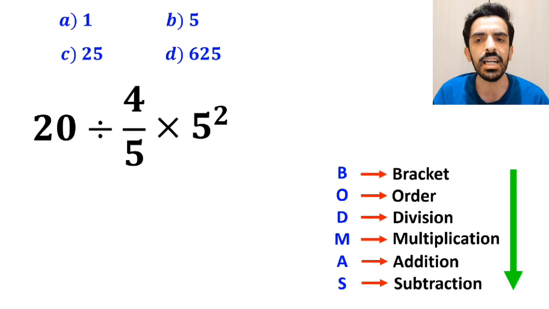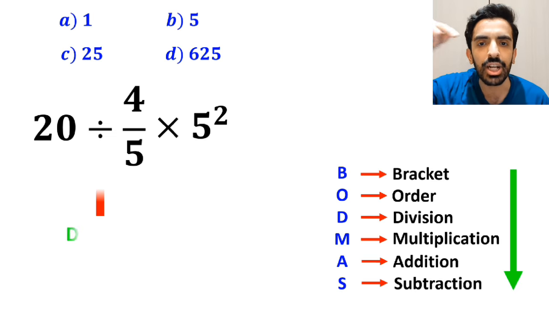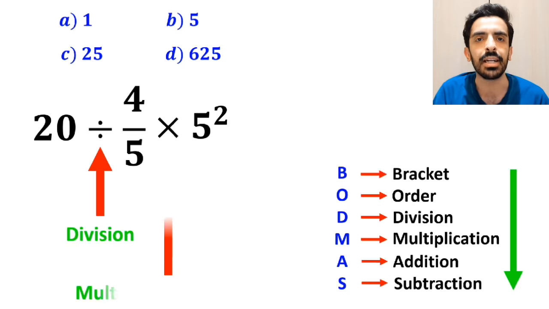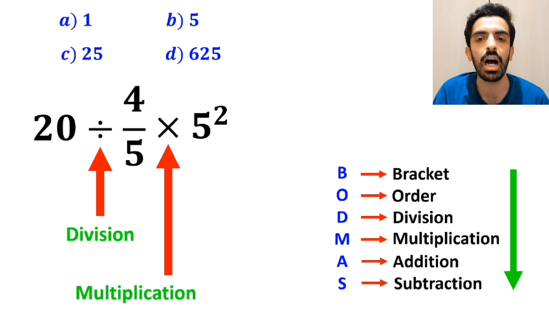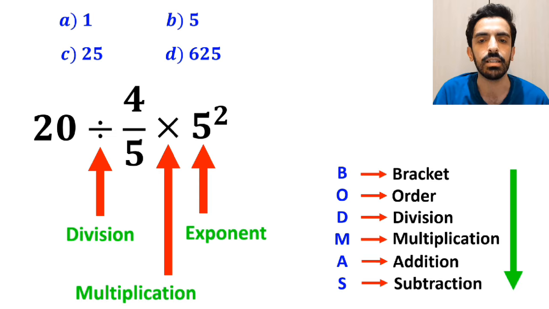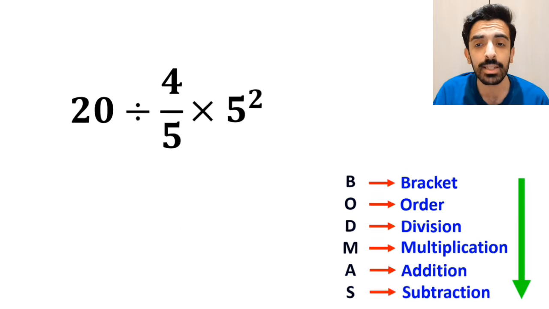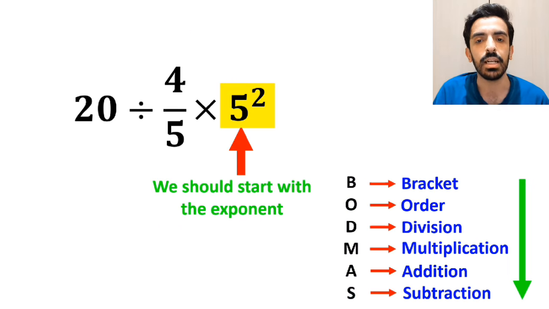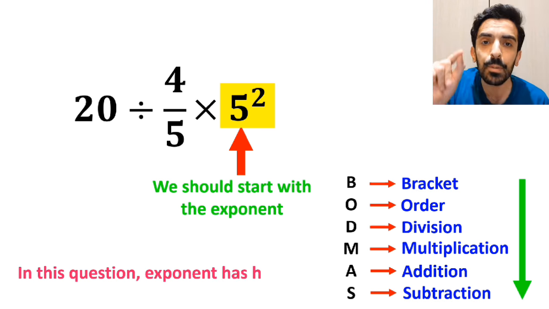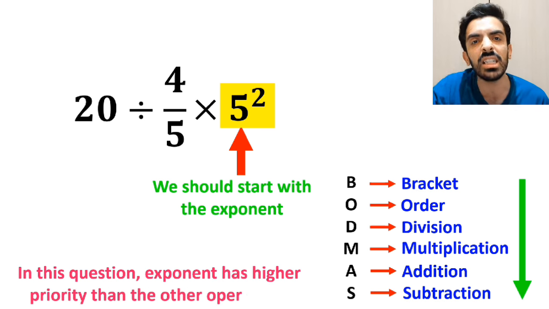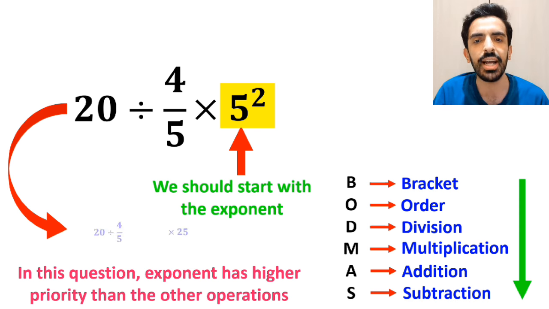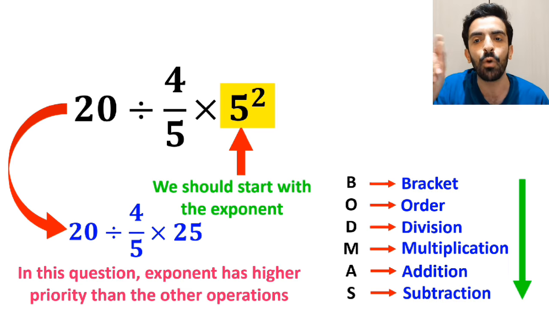Alright, as you can see on the screen, in this expression, first we have a division sign, then a multiplication sign, and finally exponent. According to the PEMDAS rule, we should start with the exponent, because in this question, exponent has a higher priority than the other operations. So, instead of the original expression, we can write 20 divided by 4 over 5 times 25.